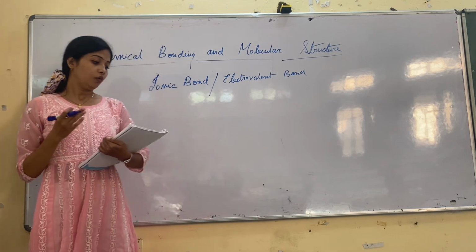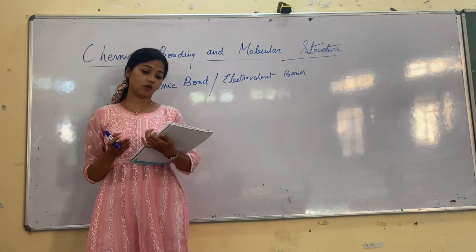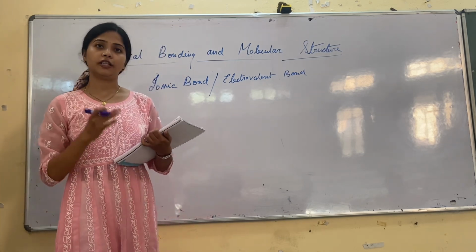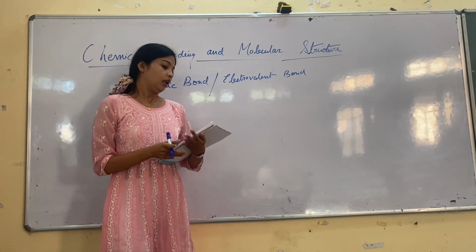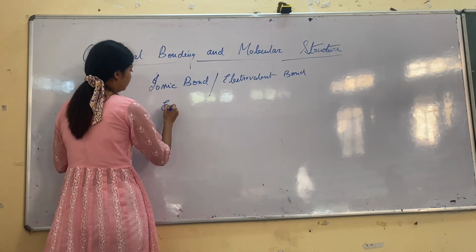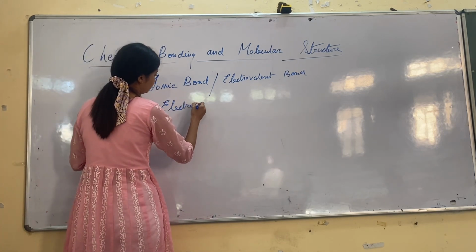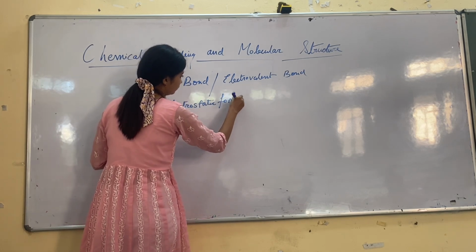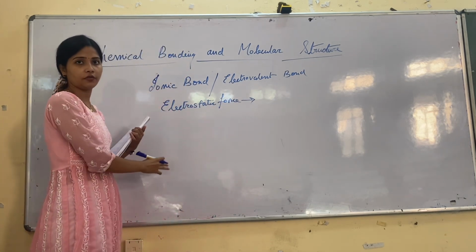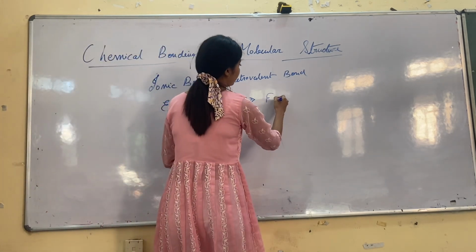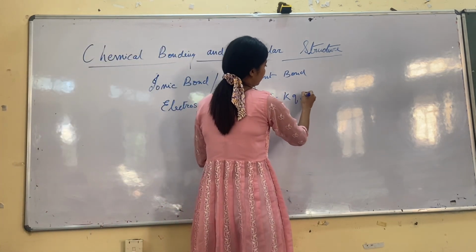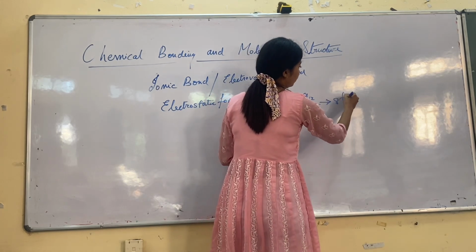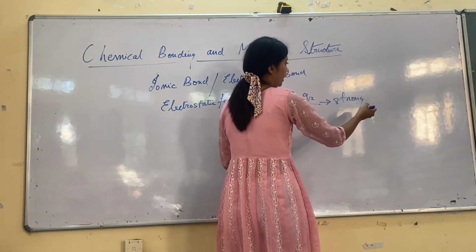In ionic bond, we see a force of attraction which is called electrostatic force of attraction, and we see complete transfer of electrons between metal and non-metal. This electrostatic force of attraction can be given as F equals K Q1 Q2 by R square, which is a very strong type of attraction.